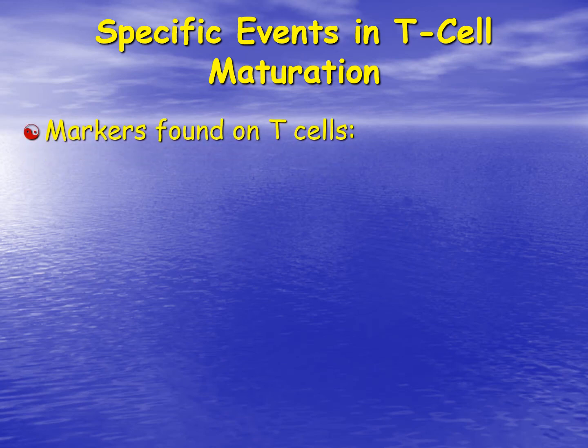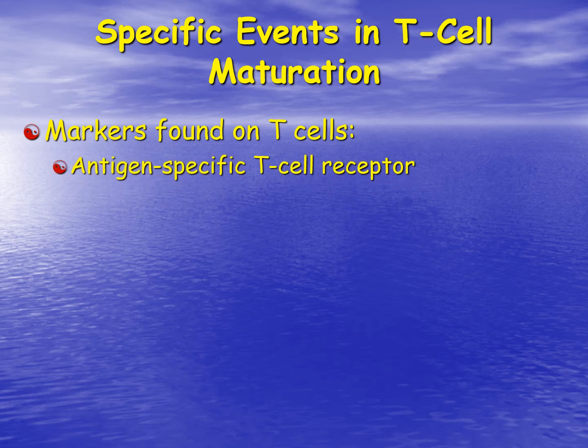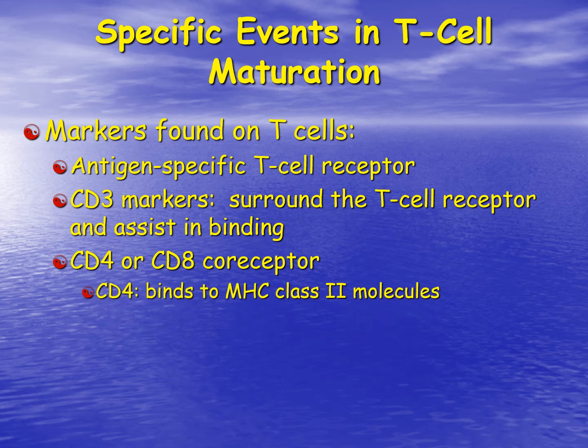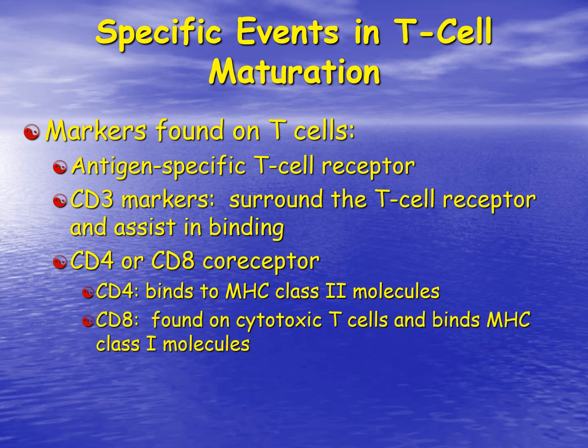So, what are the specific events in T cell maturation? Well, the T cell receptor, or the markers found on the T cells, are antigen-specific T cell receptors. There is a CD3 marker that surrounds the T cell receptor and assists in binding to the antigen for which that receptor has been made. We also find the CD4 receptor on the helper T lymphocyte and the CD8 receptor on the cytotoxic T cells. CD4 again binds to the MHC class II molecules on an antigen-presenting cell, and CD8, found on the cytotoxic T cells, will bind MHC class I molecules.